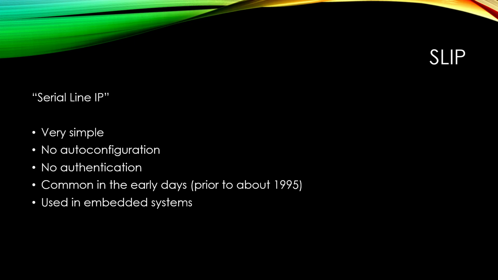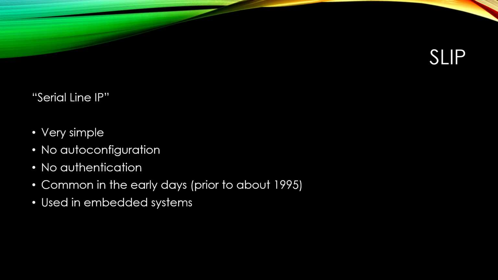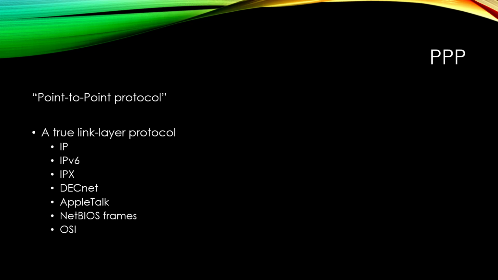But this was very common back in the day, as you might expect, but this is still used in embedded systems because of how simple it is really to implement. PPP was the logical successor to SLIP. This is a point-to-point protocol, as we say, and this is an actual real link layer protocol. SLIP can only carry IPv4. PPP, though, IPv4, IPv6, Novell IPX, Digital Equipment Corporation's DECnet, Apple's AppleTalk, NetBIOS frames, and also the OSI networking model.